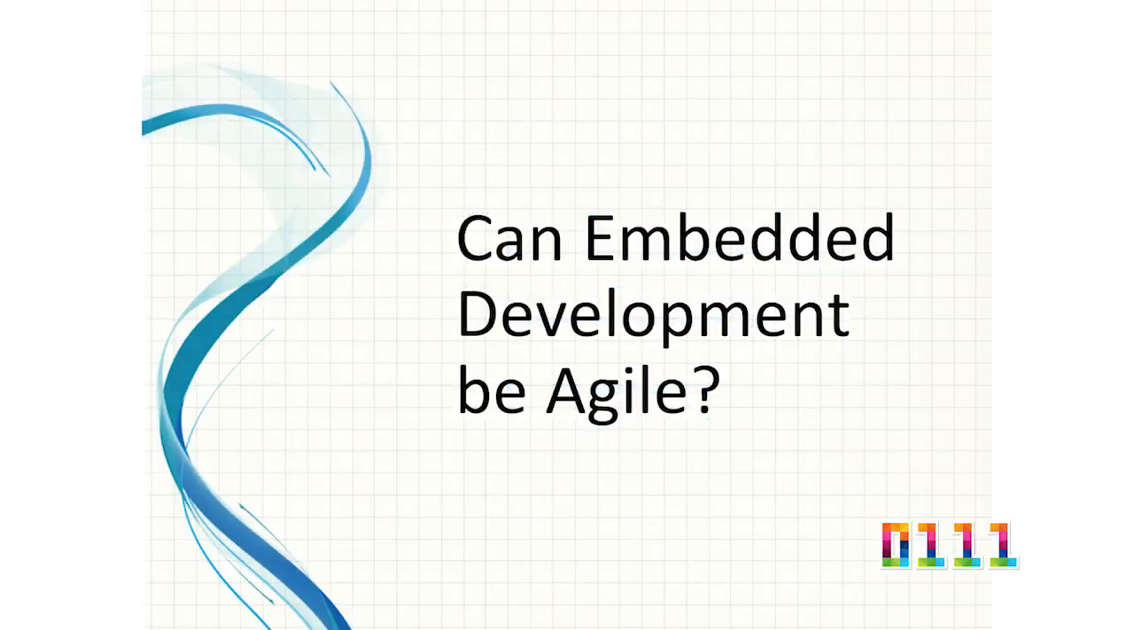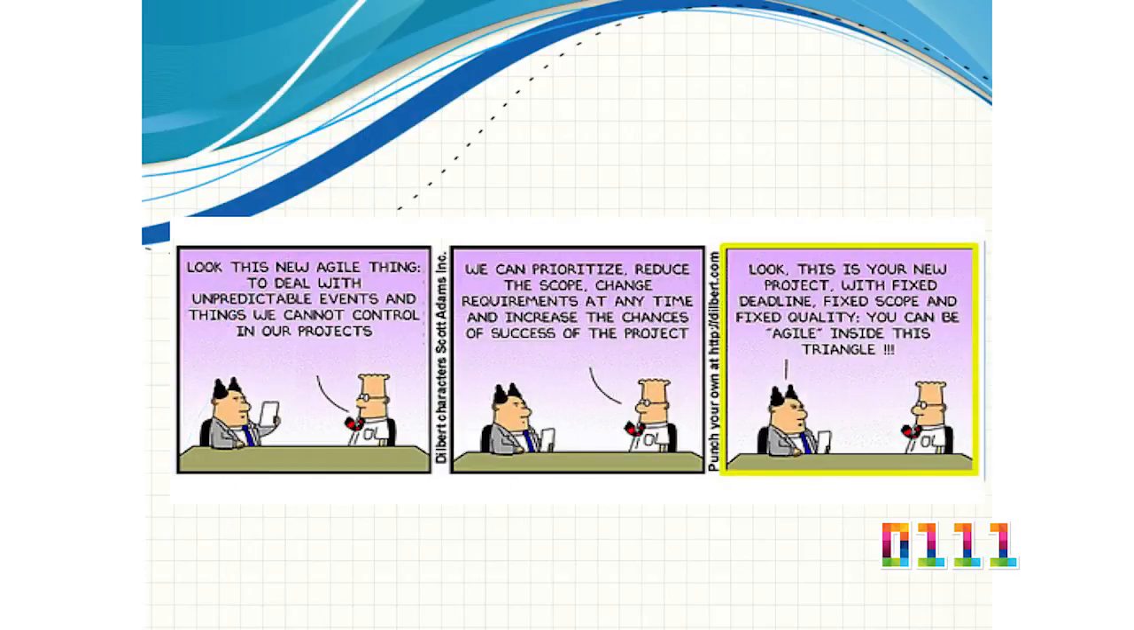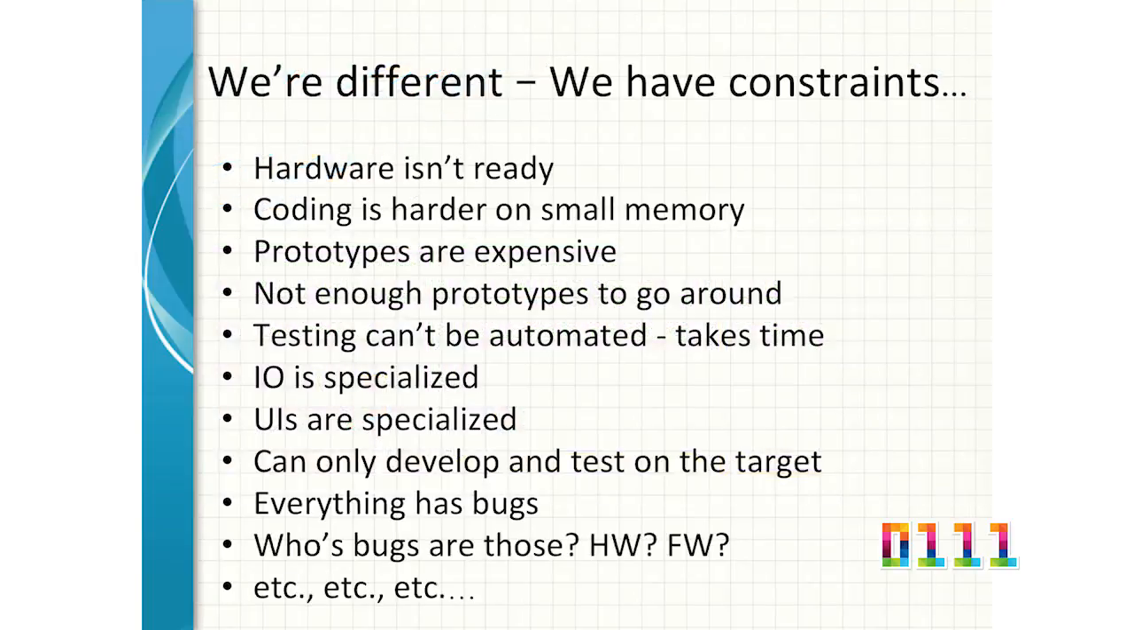Well, so here's another wisdom by Dilbert. Well, we're different. We have constraints, right? Hardware isn't always ready. You've got small memory constraints, so you're trying to develop for a defibrillator or a pacemaker or a, I don't know, Roomba vacuum or some other kind of embedded system, and you're limited with memory.